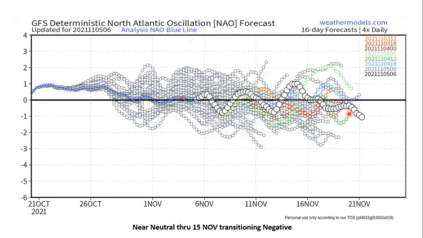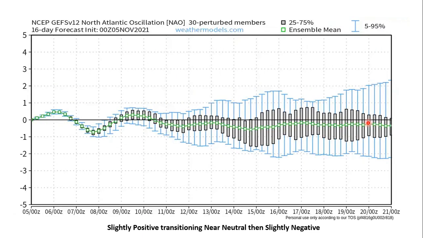GFS deterministic NAO forecast out through the 21st of November, generally showing a lot of ups and downs. And then towards the end of this model run on the GFS deterministic, similar to the AO, it's showing a more negative turn to the NAO. ECMWF V12 NAO 30 perturbed members, showing a slightly positive phase of the NAO, neutral conditions, and then slightly negative as we get past generally around the mid-month time period of November.